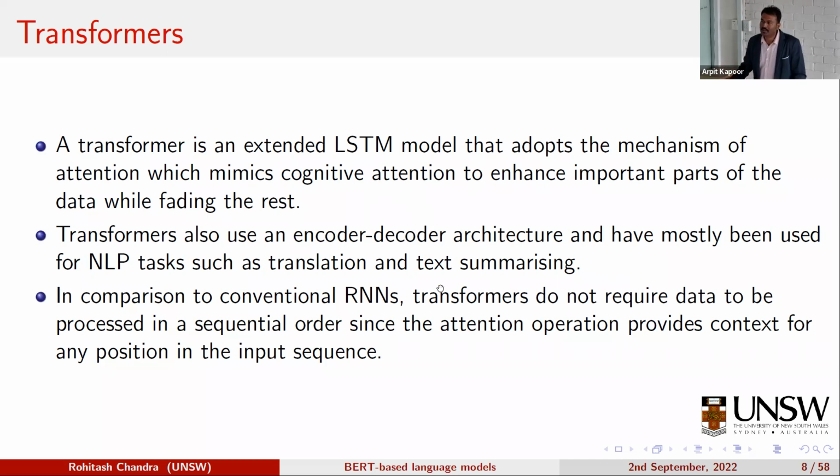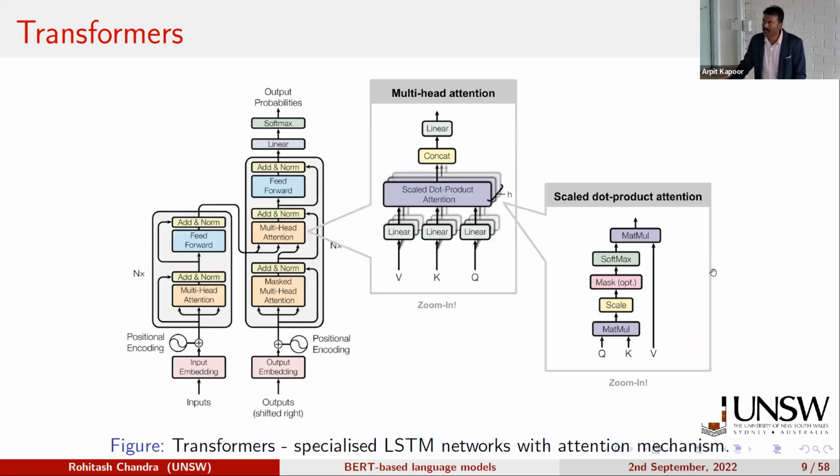It's quite computationally intensive in training. So in comparison to RNNs, transformers do not require data to be processed in a sequential order, since the attention operation provides context for any position in the input sequence. A major feature of transformers.